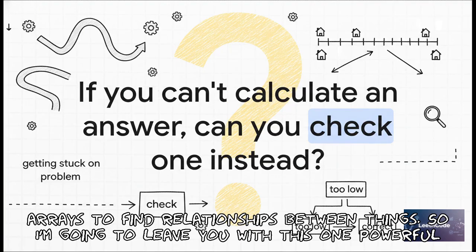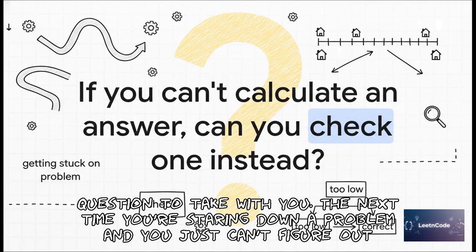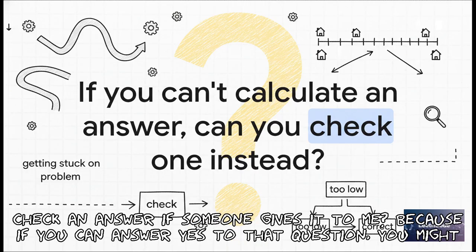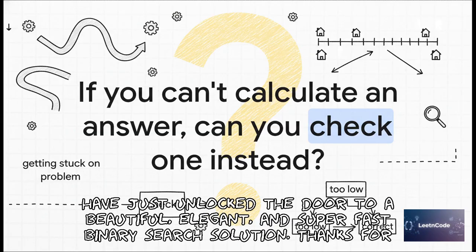So I'm going to leave you with this one powerful question to take with you. The next time you're staring down a problem and you just can't figure out how to calculate the answer directly, stop and ask yourself this. Okay, forget calculating it. Can I check an answer if someone gives it to me? Because if you can answer yes to that question, you might have just unlocked the door to a beautiful, elegant, and super fast binary search solution.